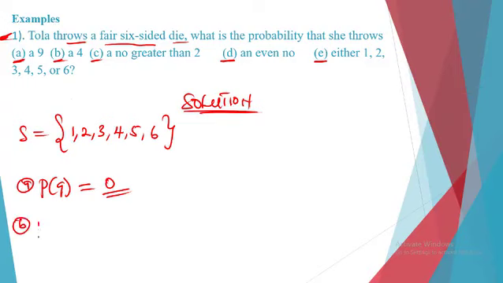The probability of obtaining a 4. In this set, is there any 4? We have 4 to appear once. So we have 1 over 6. Okay. Then C, the probability of obtaining what?